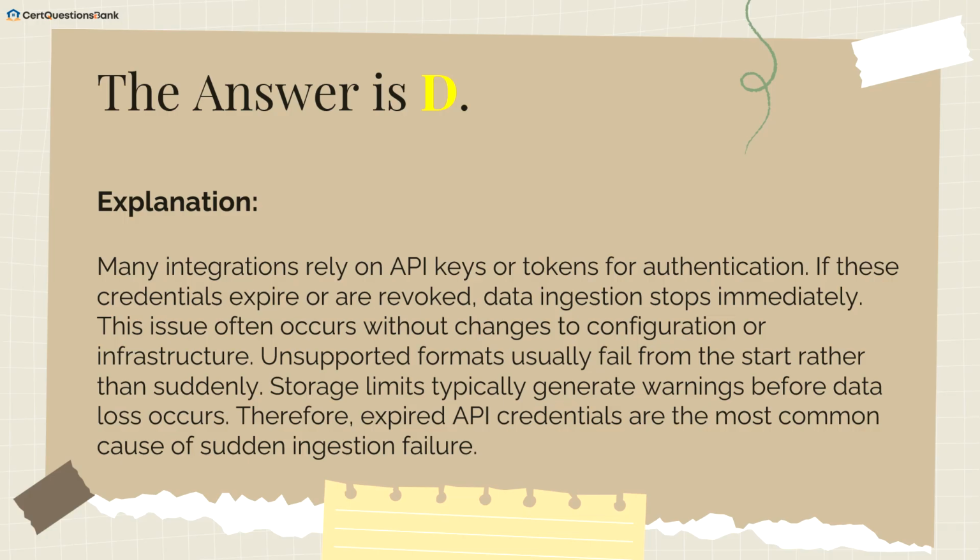Many integrations rely on API keys or tokens for authentication. If these credentials expire or are revoked, data ingestion stops immediately. This issue often occurs without changes to configuration or infrastructure. Unsupported formats usually fail from the start rather than suddenly. Storage limits typically generate warnings before data loss occurs. Therefore, expired API credentials are the most common cause of sudden ingestion failure.